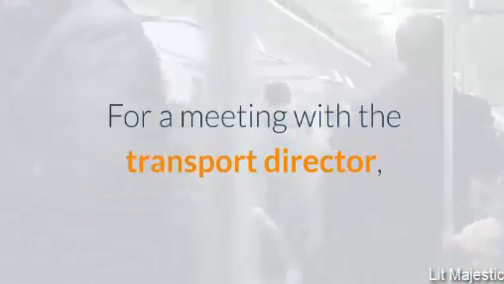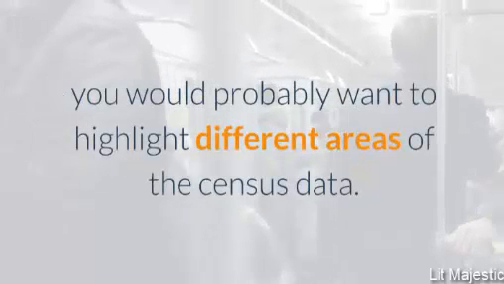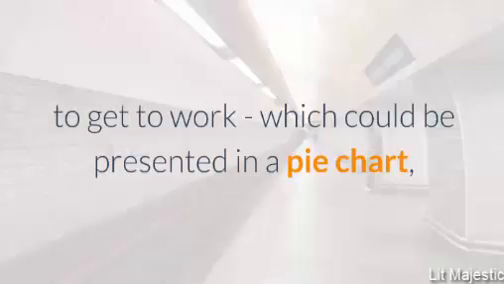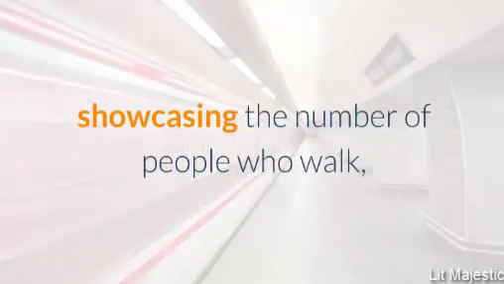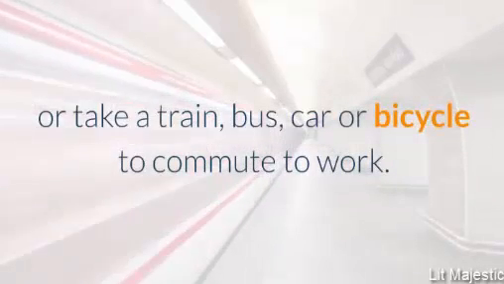For a meeting with the transport director, you would probably want to highlight different areas of the census data. Their focus would be the transport methods people use to get to work, which could be presented in a pie chart, showcasing the number of people who walk, or take a train, bus, car or bicycle to commute to work.